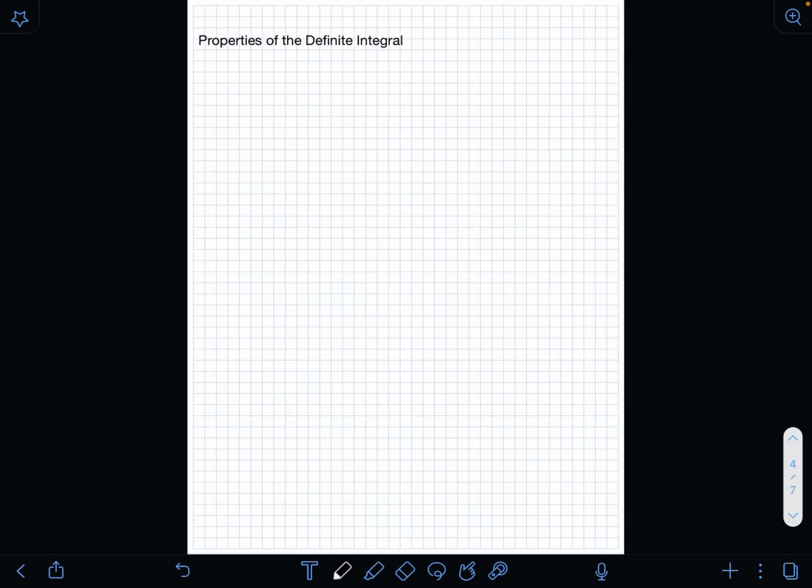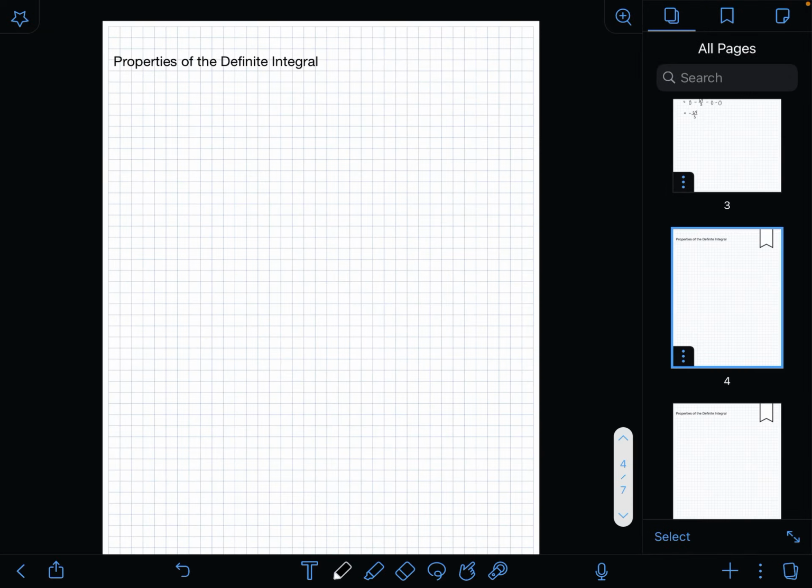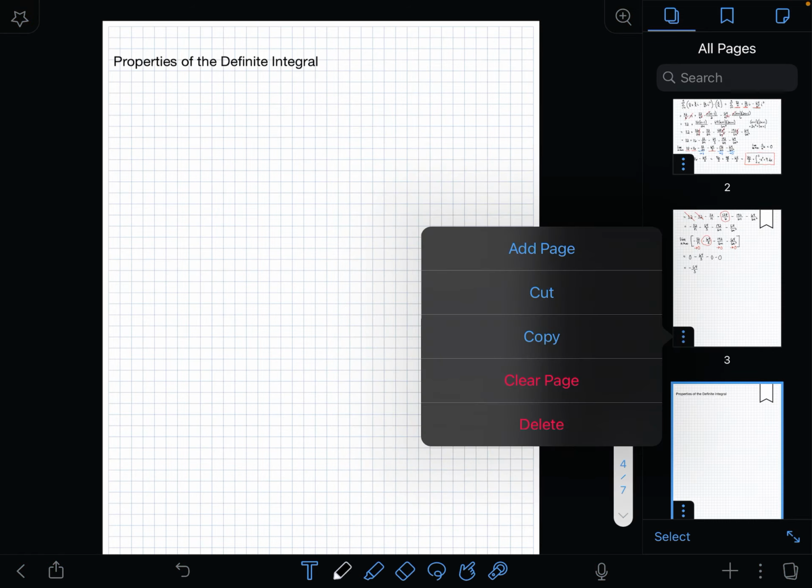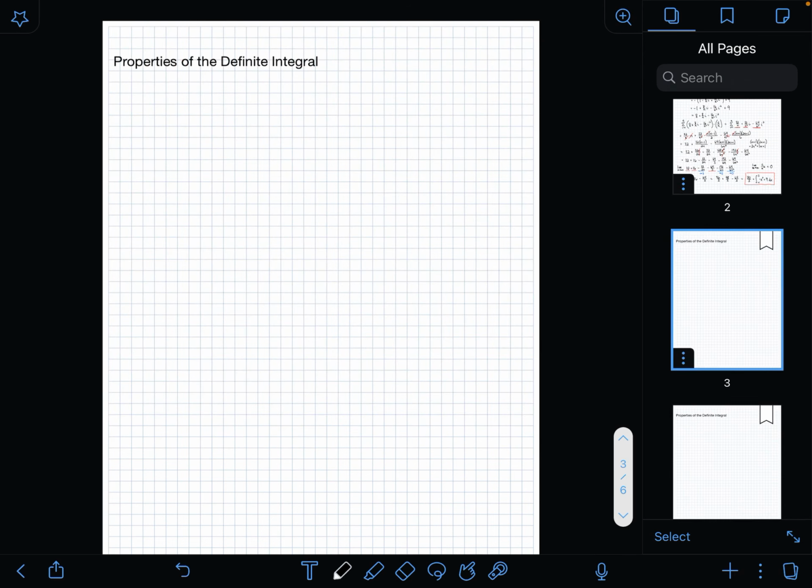Did I not erase that? Oh, excuse me. That was from an old thing. I meant to remove that page. There we go. That's better.